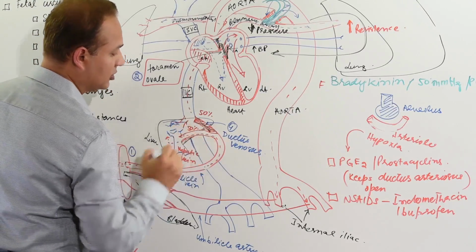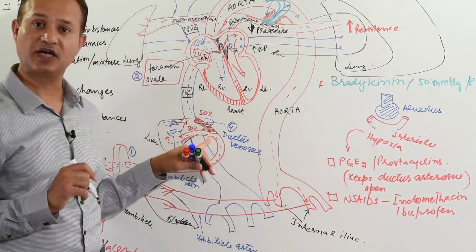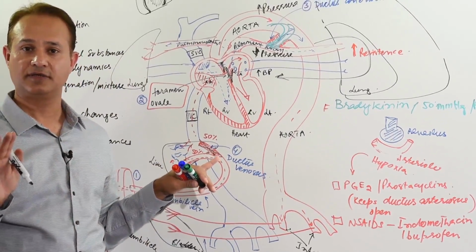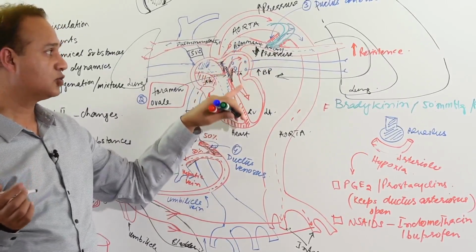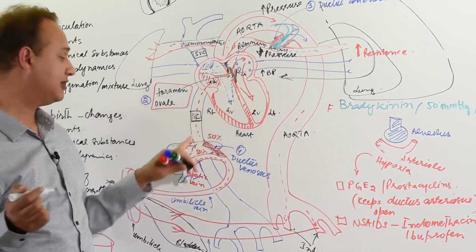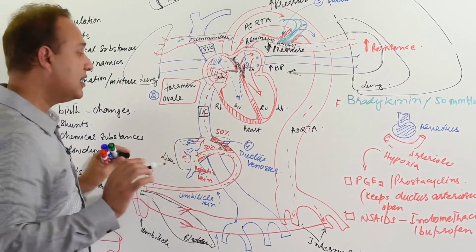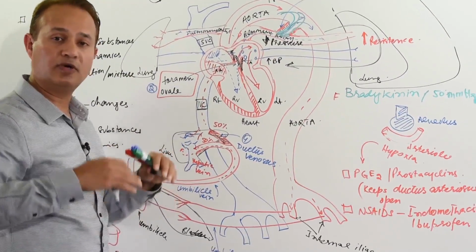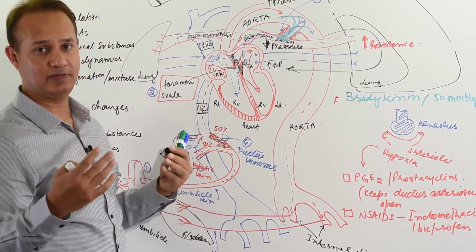So this would become closed. So this bypass channel, this shunt would shut down as well. So now all shunts have shut down. Ductus arteriosus went away, the foramen ovale went away, and the ductus venosus is gone. That would also mean normal adult circulation has started in the baby.